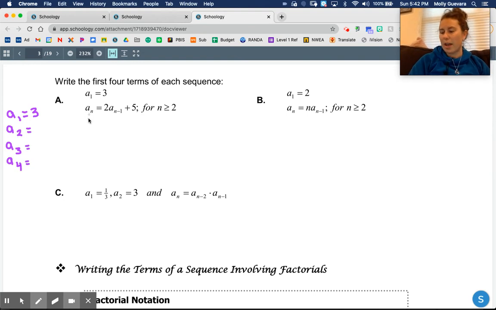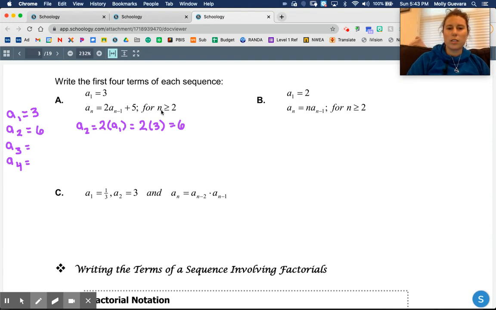So here, a sub n, I want the second term. So n is 2. So this is going to be equal to 2 times a sub 2 minus 1, so that's going to be a sub 1. Well, a sub 1 was 3, so 2 times 3, which is 6. Notice that this equation only works for n's greater than or equal to 2. I could not plug 1 into this equation, nor would it help me because I already know 1. But just so that we're aware, I can only plug in numbers 2 and higher.